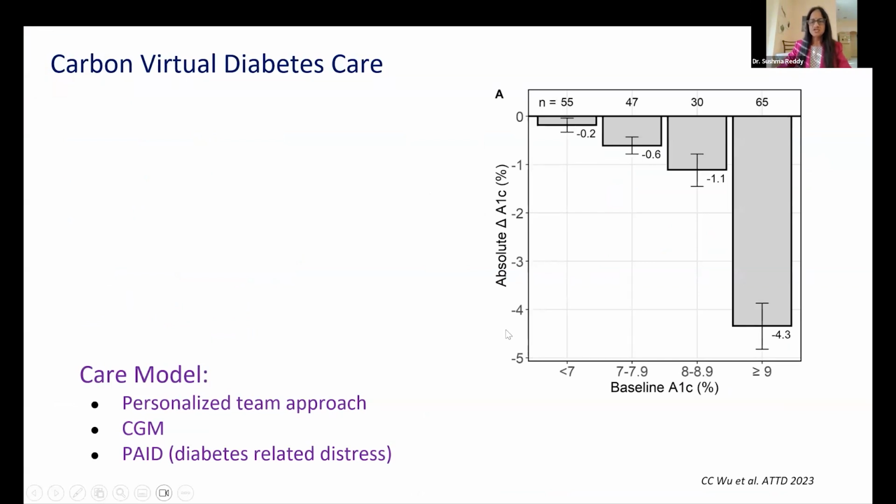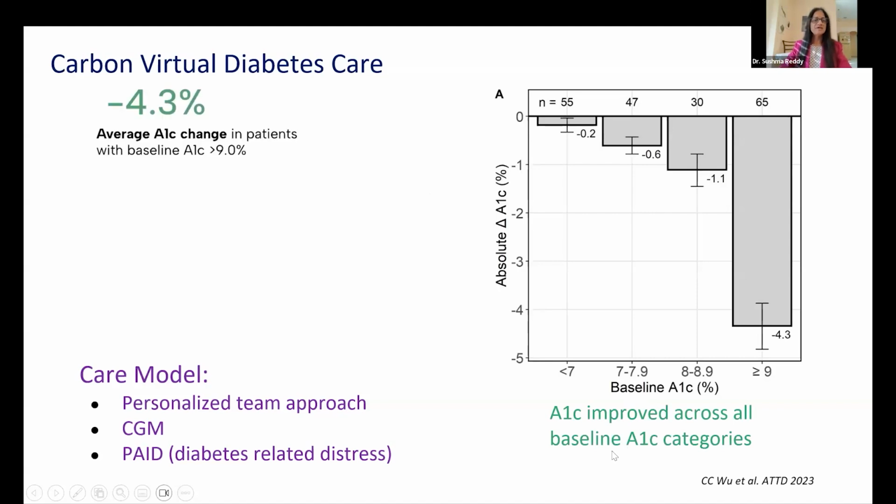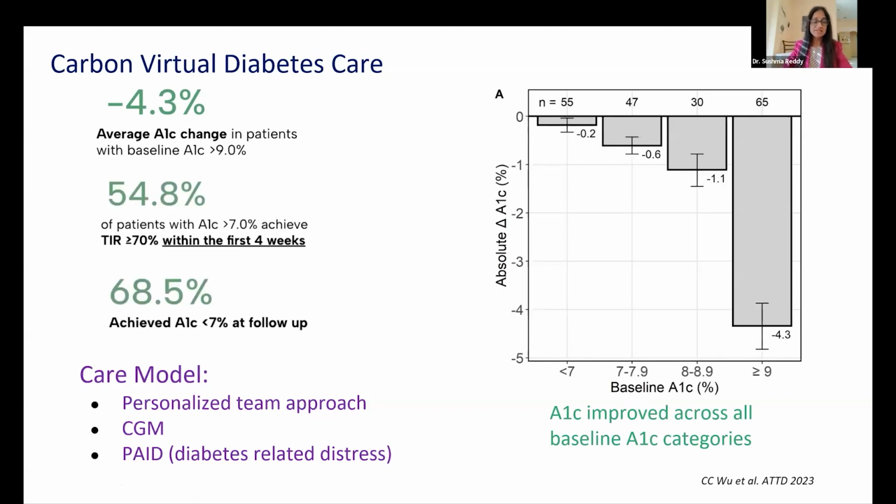Here you've got the A1C change, and here you've got the A1C categories. And no matter where they were, all patients improved. And look at this. If you had a baseline A1C of more than 9, the average A1C change we saw was a reduction, absolute, of 4.3%. That's how powerful this can be. And we got over half of patients to goal within 4 weeks. And 68% achieved an A1C of less than 7 at follow-up. So certainly use this as a tool in your armamentarium as you're looking at those individuals with uncontrolled diabetes.